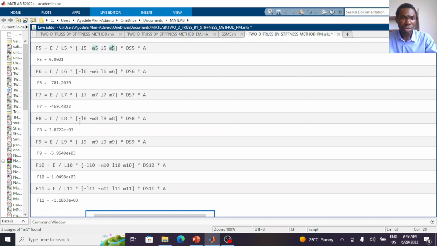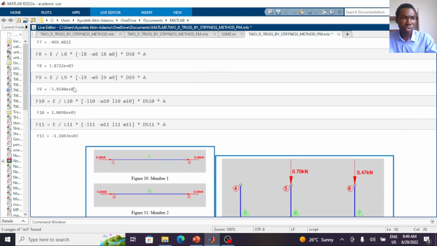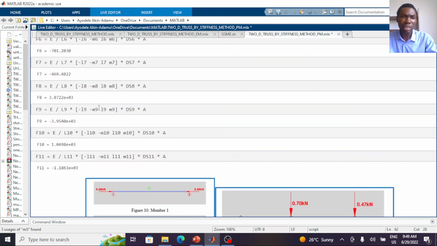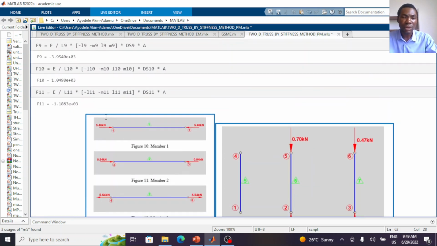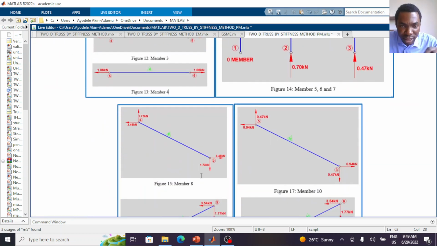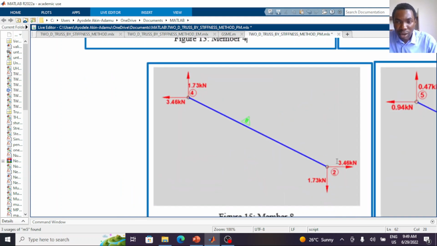So using this axial force, you get the force in the element direction for each element. Like for element 8, here I define the horizontal and the vertical component of the force.